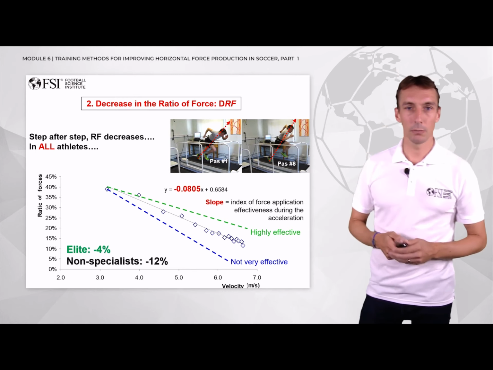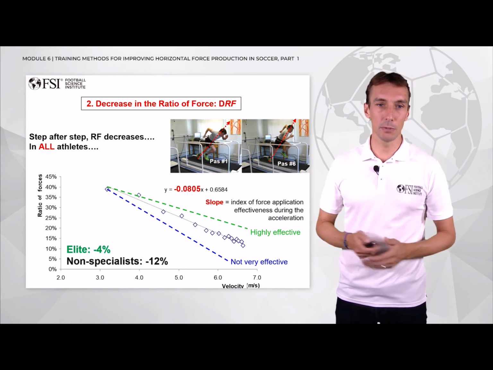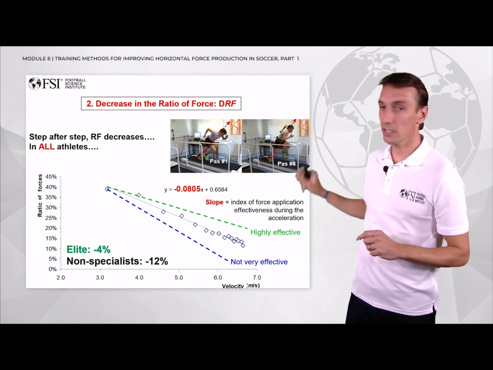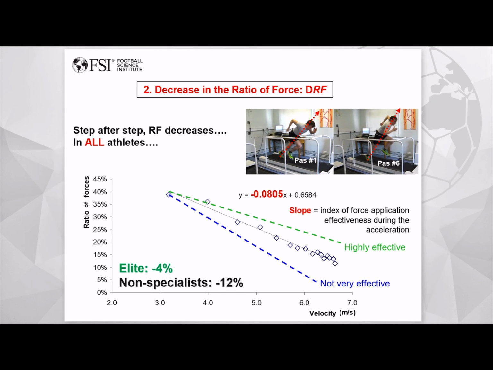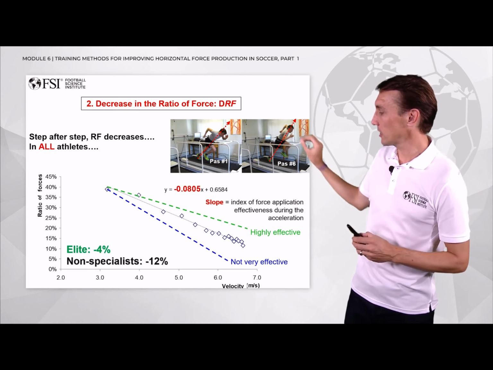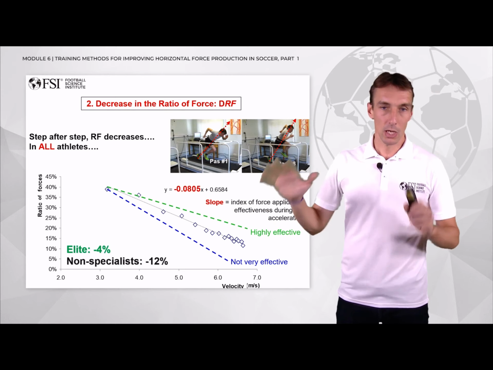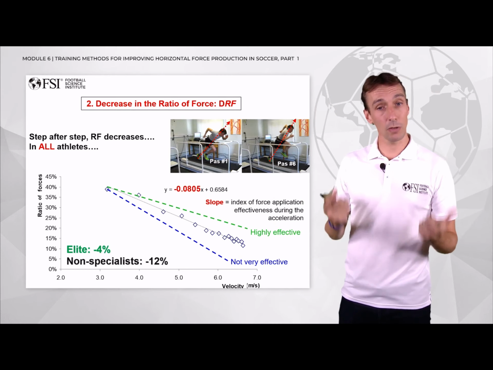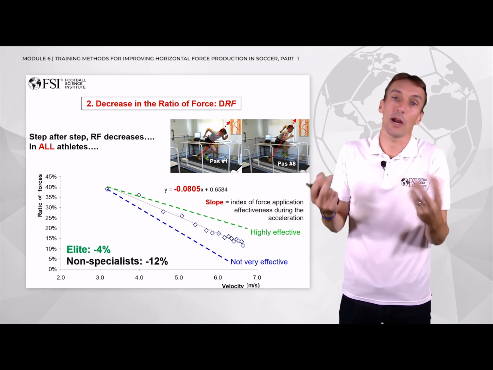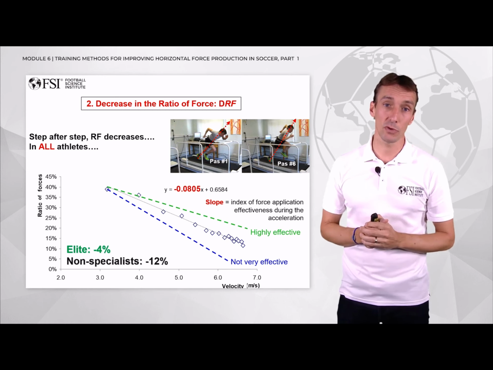To give you some numbers, because we have numbers on many different people, elite sprinters are able to lose only 4% of effectiveness for every new meter per second during their acceleration. So they have a very low decrease in the ratio of force. But the non-specialists have, for example, minus 12%. So it means they lose 12% of effectiveness at every new meter per second. So here you need to understand that if I want to have a better acceleration, I need to maintain my ratio of force, or limit the decrease in the ratio of force as much as possible.